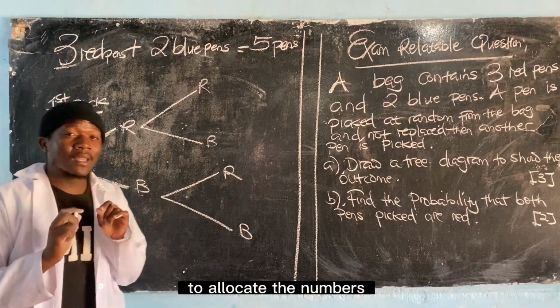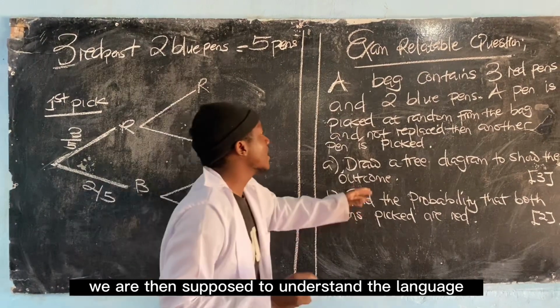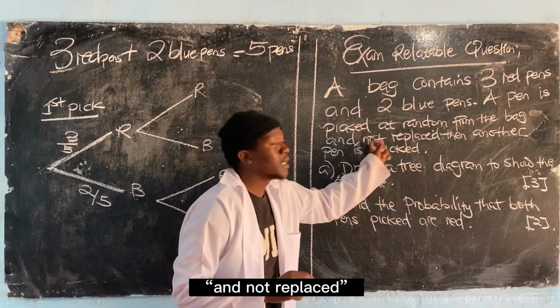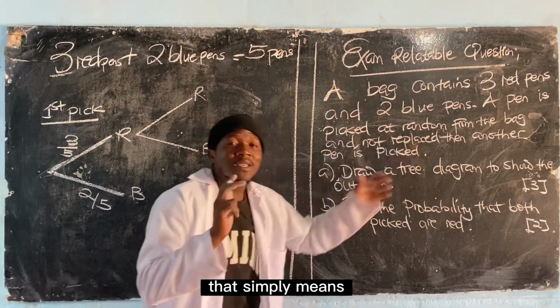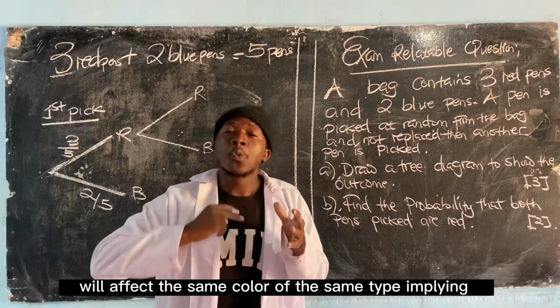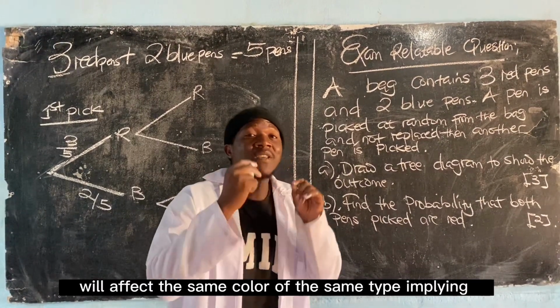To allocate the numbers, we are then supposed to understand the language "not replaced". That simply means the color you are starting with will affect the same color of the same type.